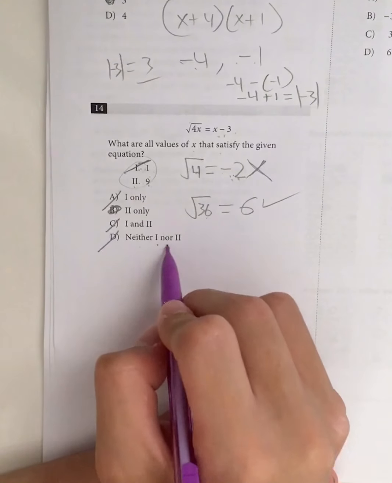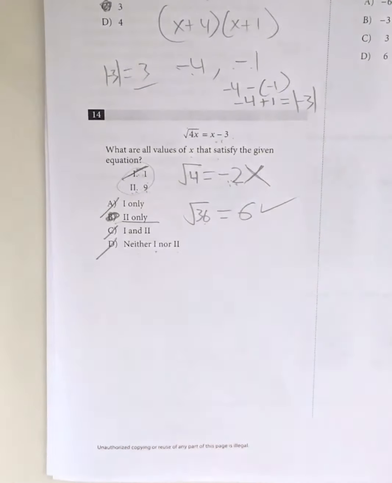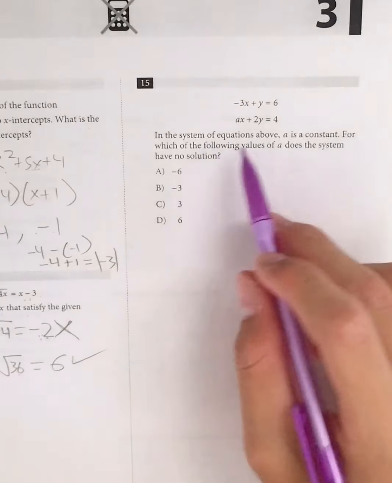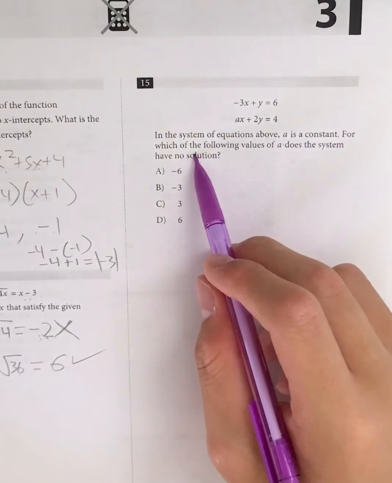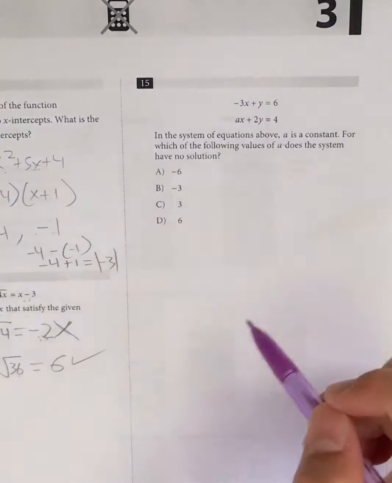Because neither 1 nor 2, no, because 2 is true. 2 only. Boom, your answer is B. All right, let's move on to the last multiple choice question. In the systems of equation above, A is a constant. For which of the following values of A does the systems of equation have no solution?